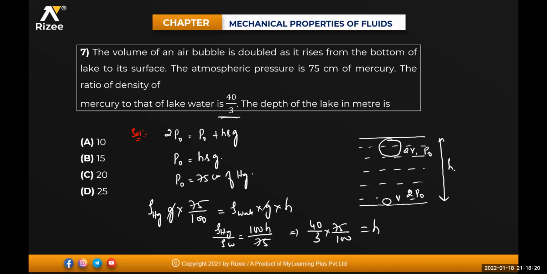I can calculate the value of H from this one. So this one and this one is gone right now for me. So H is equal to how much I'm getting? 10. H is equal to 10 meters.